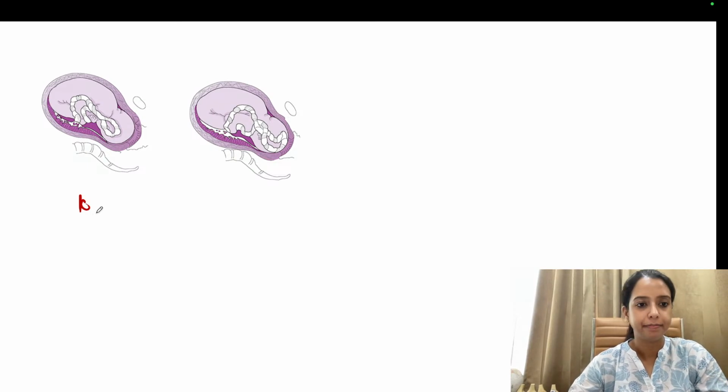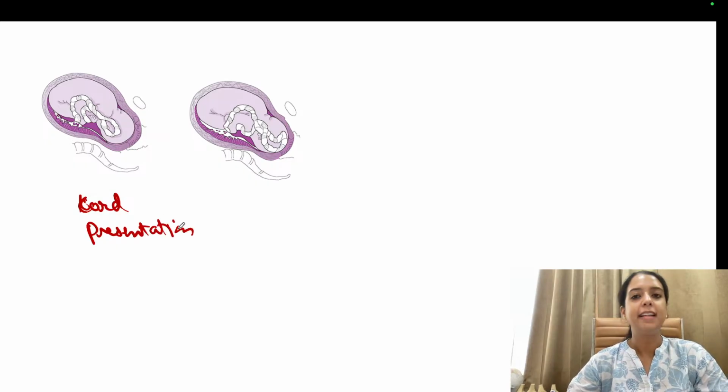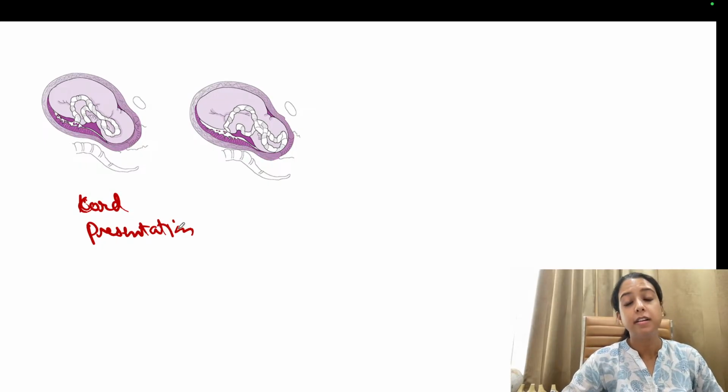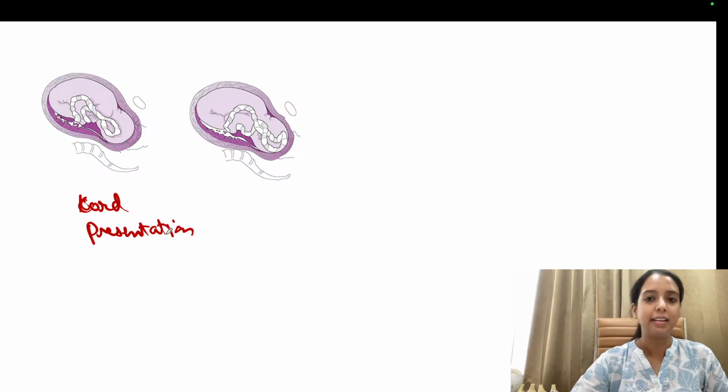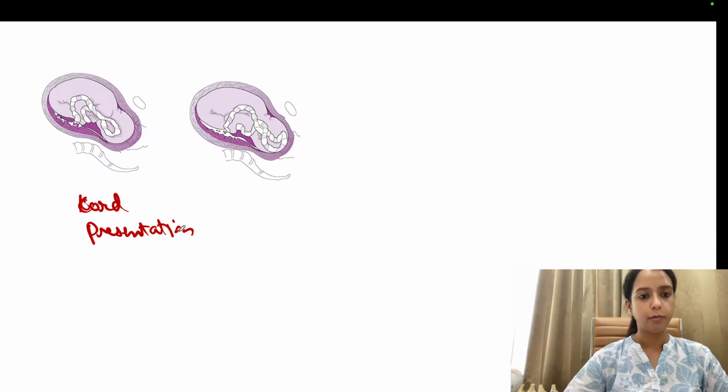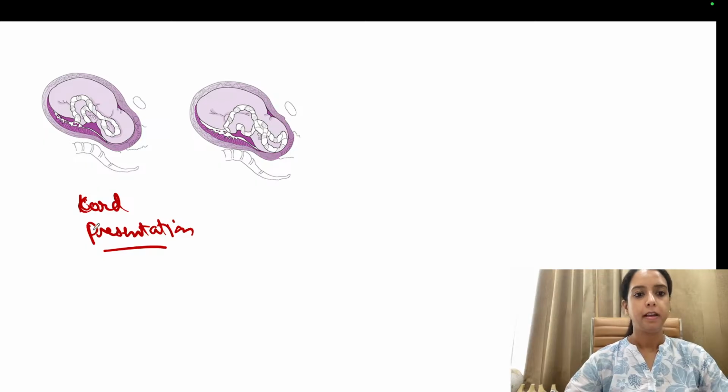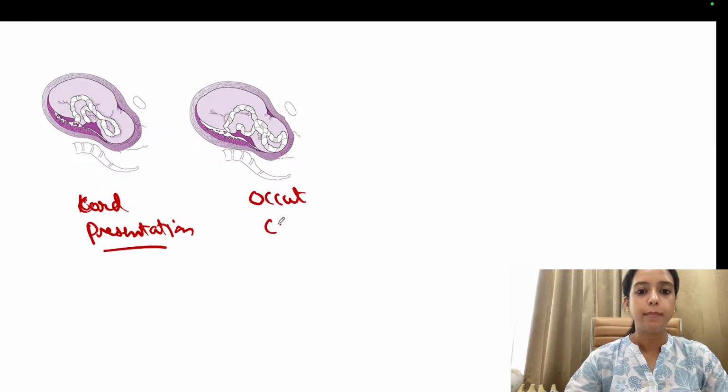That is the same one. This is cord presentation. But better positions than Gaskin which can be taken in cord prolapse are Trendelenburg position, knee chest position, all four position, that is Gaskin. So that is the third option. But yes, that is done. Cord presentation, this is occult cord prolapse.